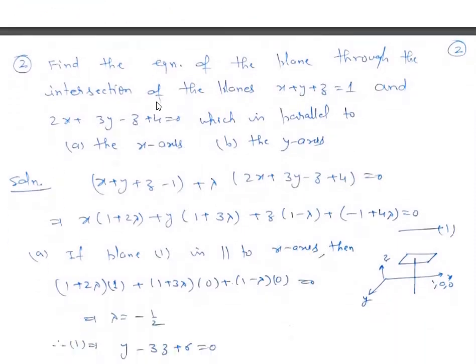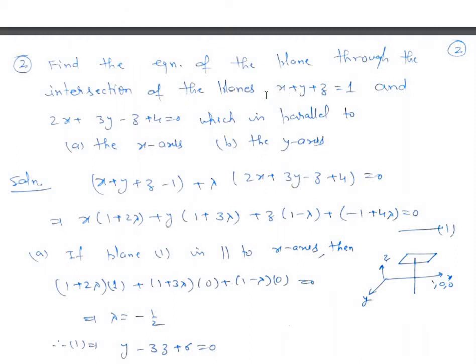Let's take one more example. Find the equation of the plane through the intersection of the planes x plus y plus z is equal to 1 and 2x plus 3y minus z plus 4 is equal to 0, which is parallel to the x-axis and, in the second part, parallel to the y-axis.